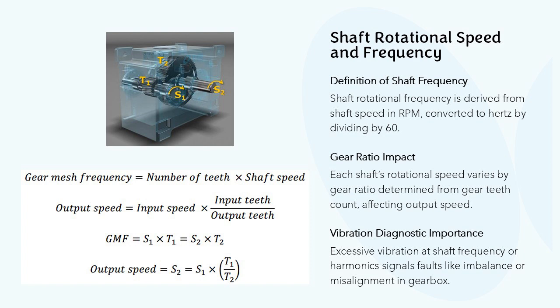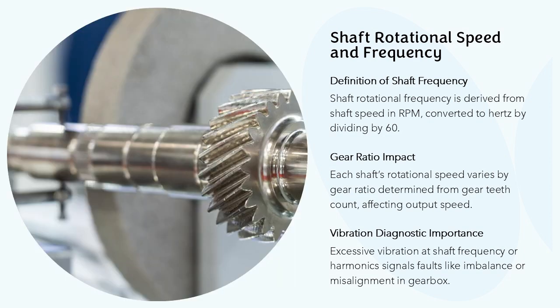Accurate identification of shaft rotational frequencies is essential because these frequencies often modulate higher frequency components, particularly the gear mesh frequency. From a diagnostic perspective, excessive vibration at shaft speed or its harmonics can indicate imbalance, misalignment, bent shafts, or looseness. Therefore, correct calculation and confirmation of shaft rotational frequencies form the first step in any professional gearbox vibration analysis.